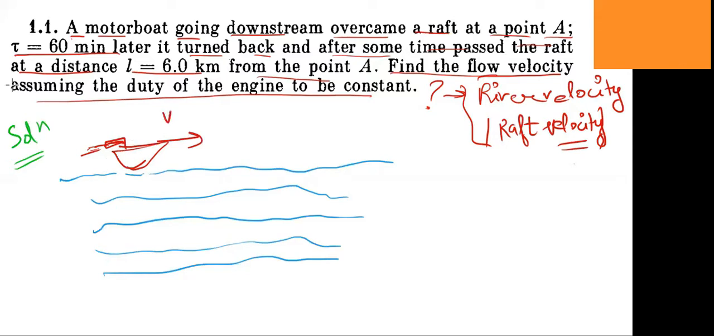And there is a raft. Let me make it with this color. So this is a raft basically. So what is given in the question is that at a point A, suppose this is point A, this boat overcomes the raft at point A.